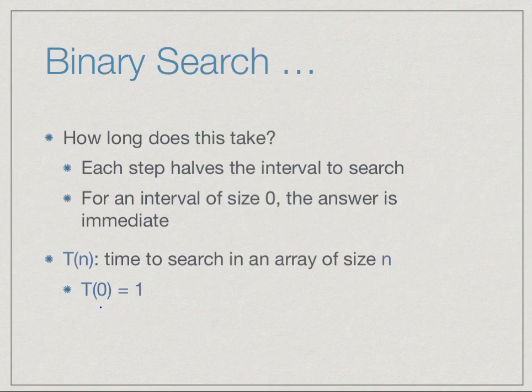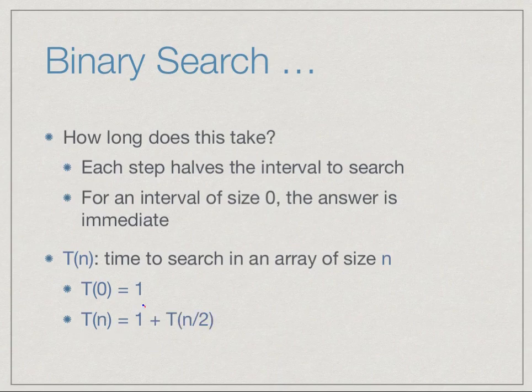So if the sequence has length 0, then it takes only one step, because we just report that it is false. We can't find it if there are no elements left. Otherwise, we have to examine the midpoint. So that takes one abstract step, computing the midpoint and checking whether the value is V. We'll collapse it all into one abstract step.